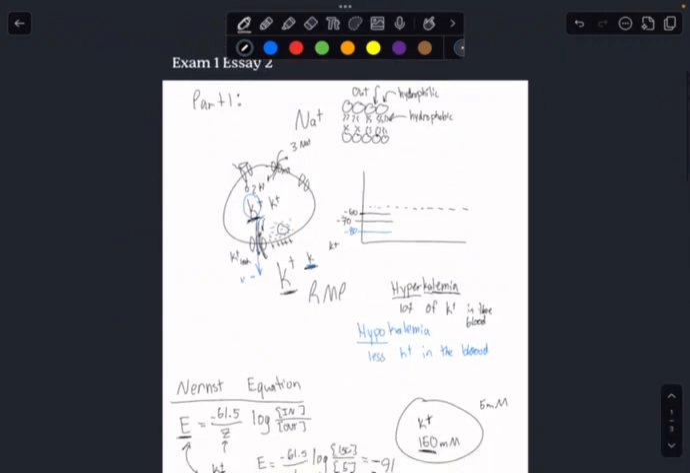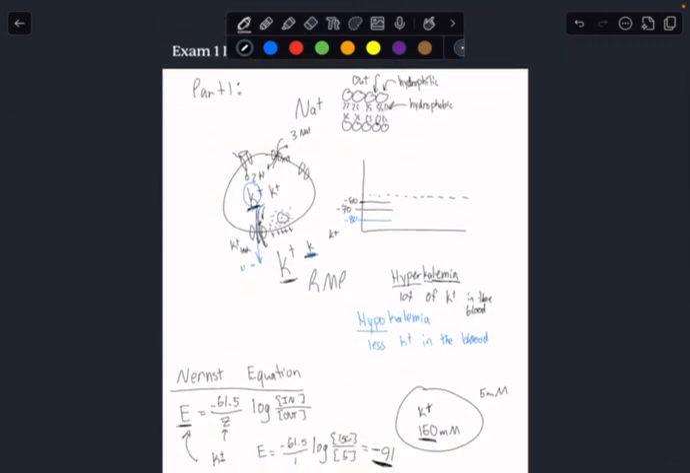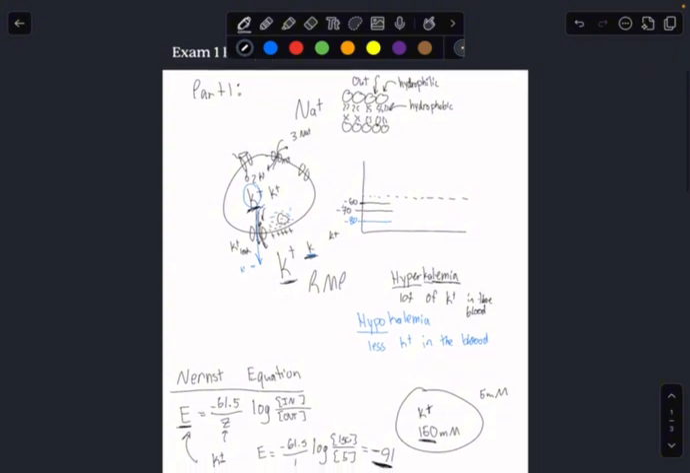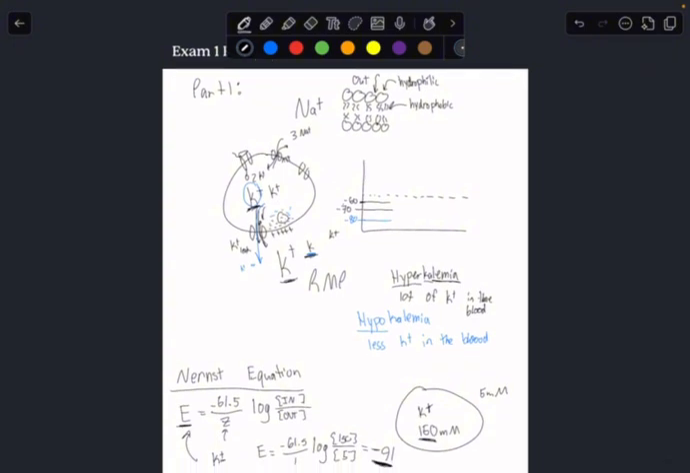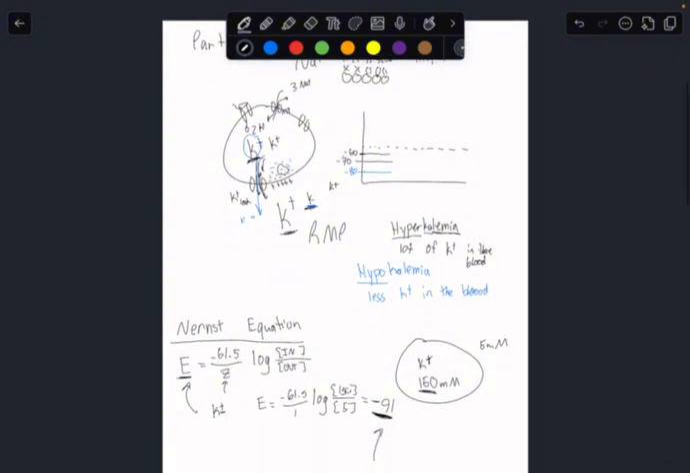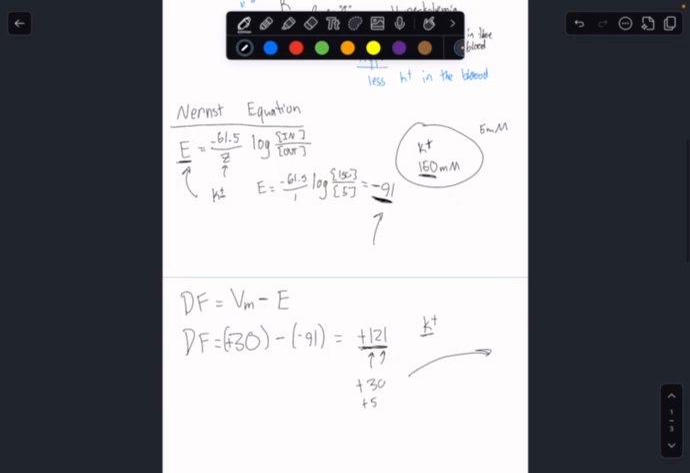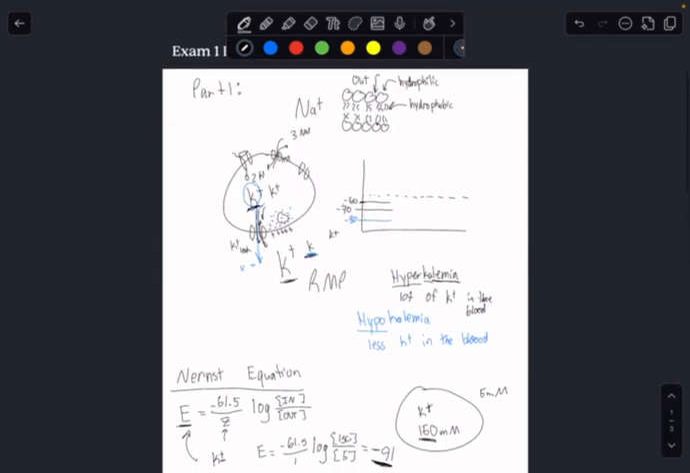So this is more on the resting membrane potential and kind of how it's established with the membrane that we have and factors that can affect it, as well as the Nernst equation and driving force equation and how it's applicable to this.